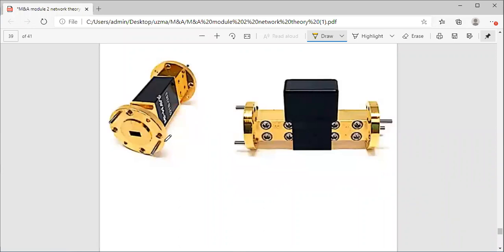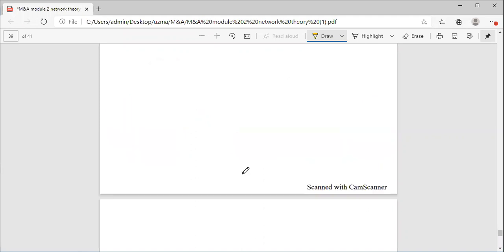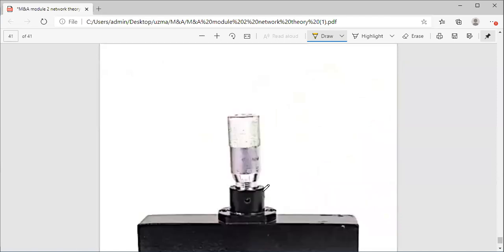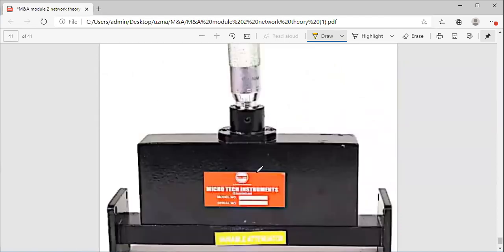This is one type of attenuator. You can see this is a rectangular waveguide. This is a precision attenuator. You can see the rotary knob is there to adjust the attenuation. This is a rectangular waveguide with openings, two ports. This is the last one which I had shown you, the movable vane. From this screw you can adjust. Inside I cannot open it and show you.